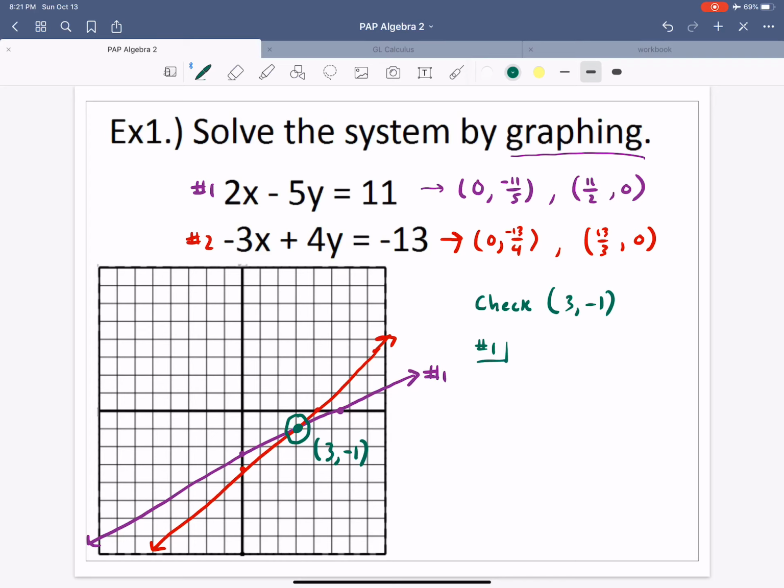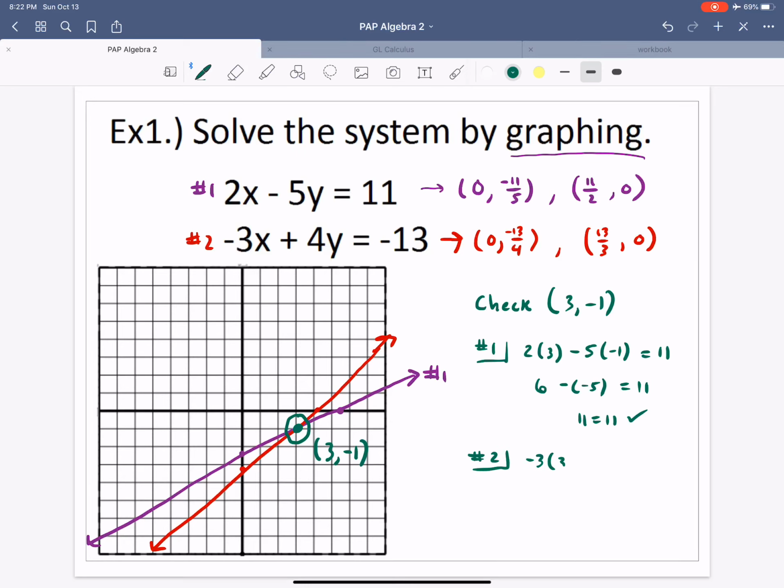So into equation 1, I'm going to plug a 3 in for x and a negative 1 in for y. So that ends up getting me 6 minus negative 5 equals 11. And 6 minus negative 5 is, in fact, 11. So 11 equals 11. So all that tells me right now is that the point (3, -1) is a point on equation 1.